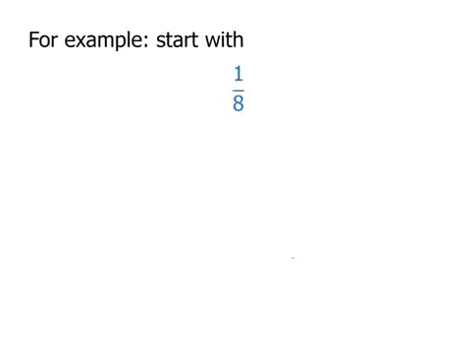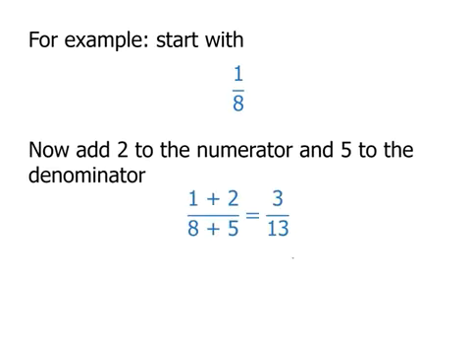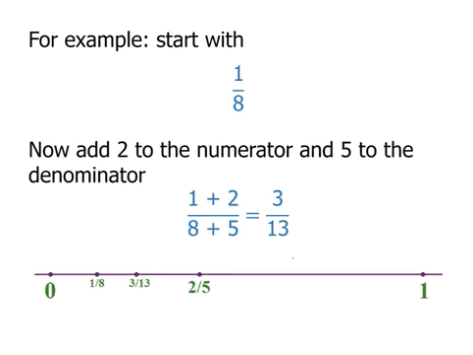So start with 1 eighth. 1 eighth is less than 2 fifths. We add 2 to the numerator and 5 to the denominator, we get 3 thirteenths. Because we started out less than 2 fifths, moving toward 2 fifths makes it bigger. And so this fraction has gotten bigger. 3 thirteenths is greater than 1 eighth.